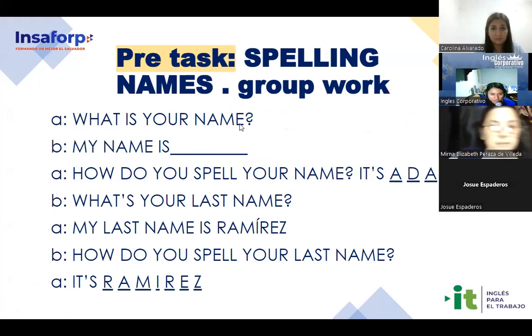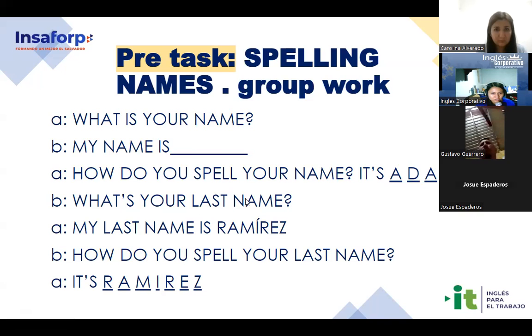What is your name? My name is Natalie. In this case, puse Ada aquí. So, what is your name? My name is Ada. How do you spell your name? A-D-A. How do you spell your name? It's A-D-A. What's your last name? My last name is Ramirez. How do you spell your last name? It's R-A-M-I-R-E-Z.